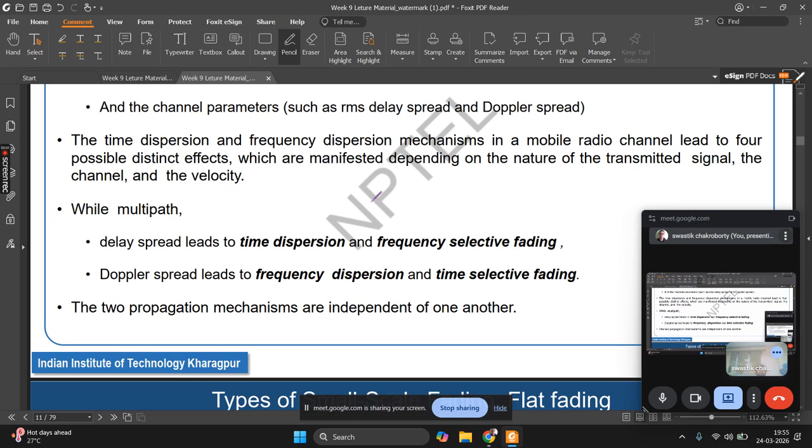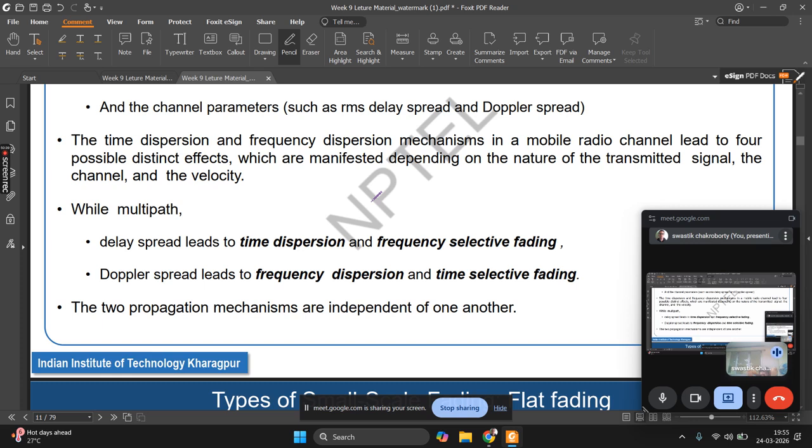So with multipath, delay spread leads to time dispersion. That is, you receive at various times. In the time domain, your signal is getting spread out compared to getting a single impulse at a particular time. You are getting multiple impulses across time. So your time is getting dispersed, and at the same time, the dual of this effect is that different frequencies will undergo different amounts of fluctuation. So time dispersion and frequency selective fading.